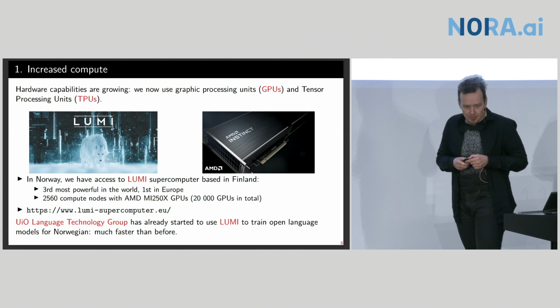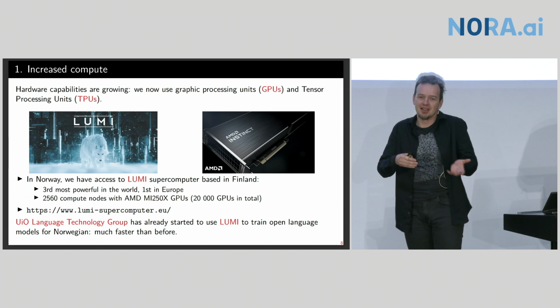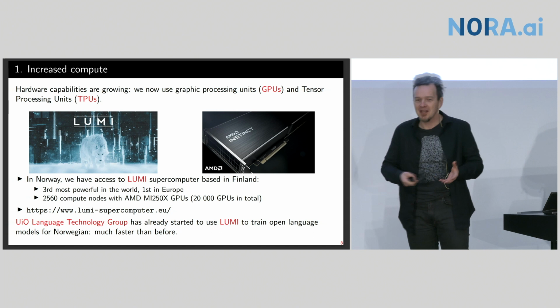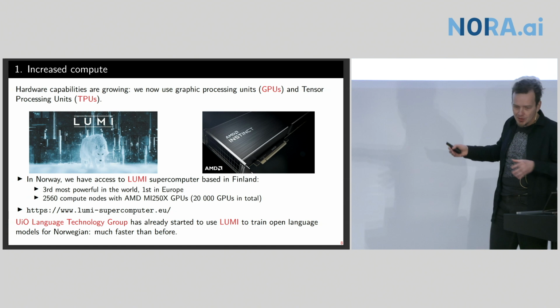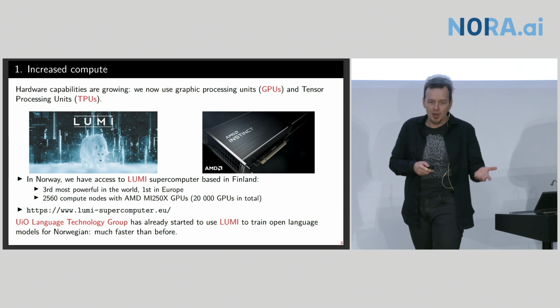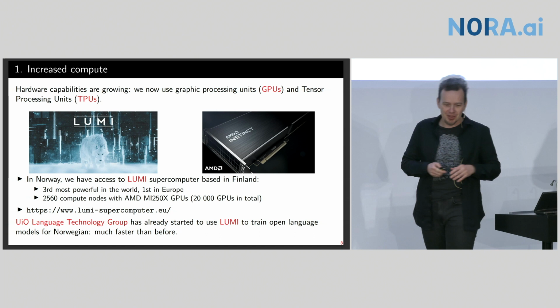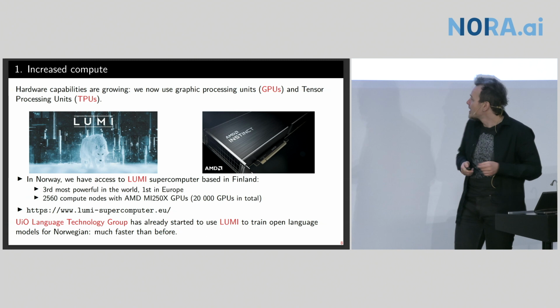Because Norway has some share in Lumi, it means that Norway essentially owns a part of Lumi, which is very lucky for us because yes, we can get access to it, and we have already started to use Lumi to train open language models for Norwegian. I mean, we trained them even before and published them on the previous generation, so to say, of high performance computing clusters like Saga and Betsy, etc. But now we can do this much faster than before.